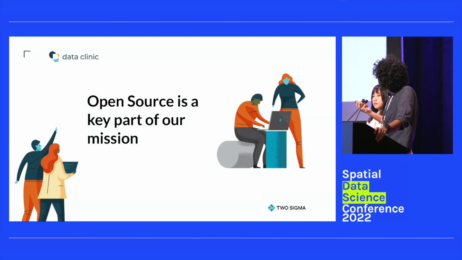And we're doing this because open source is a key part of our mission at the Data Clinic. We want to open source our work, and we want to put our work out there so others can use it and build on top, and we can build together.